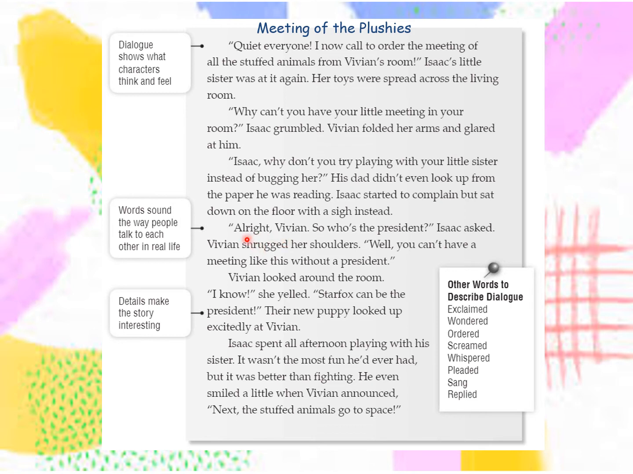So let's continue. "All right, Vivian, so who's the president?" Isaac asked. Vivian shrugged her shoulders. "Well, you can't have a meeting like this without a president."